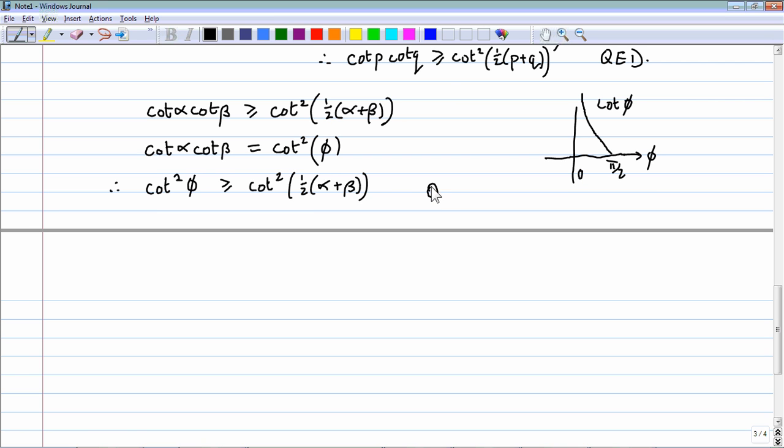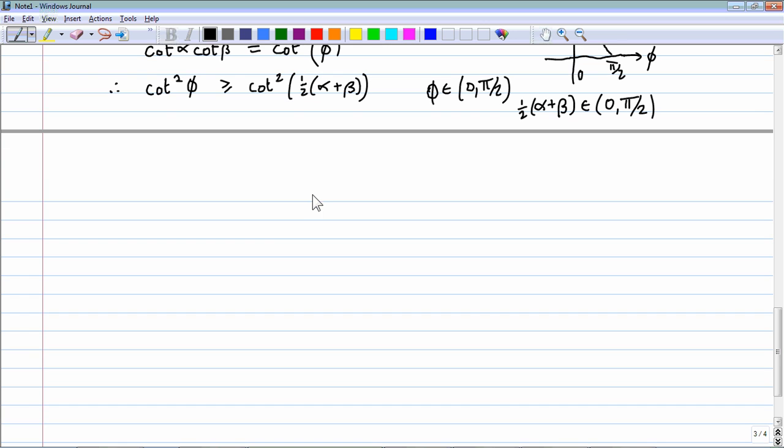So phi is between 0 and pi over 2, and half alpha plus beta is also in the same interval. So these cotangents are positive, and it's a decreasing function. So the result is kind of obvious. It's just a question of how to write it.